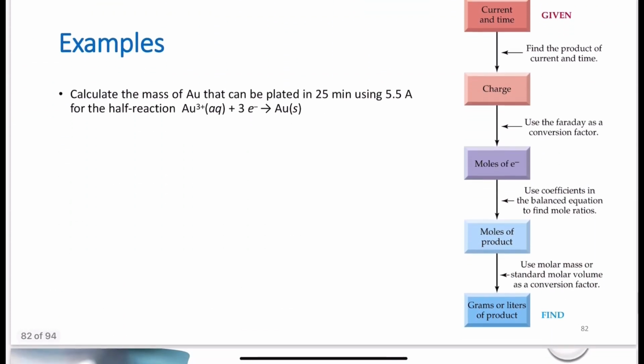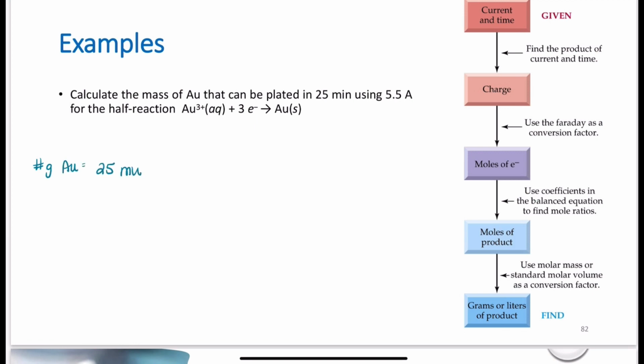Okay. Last example. Calculate the mass of silver that... I keep saying silver. Gold. It's definitely gold. I apologize. Calculate the mass of gold that can be plated in 25 minutes using 5.5 amps for the half reaction: gold 3 plus, gaining 3 electrons, giving me gold solid. So number of grams of gold.